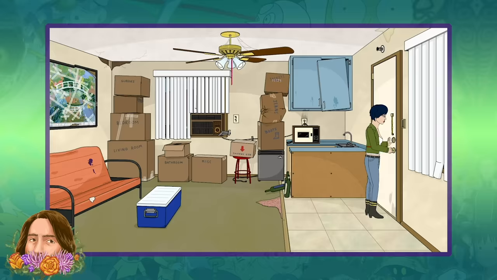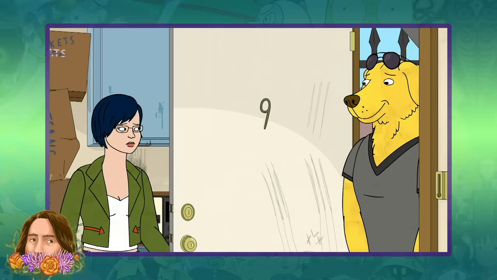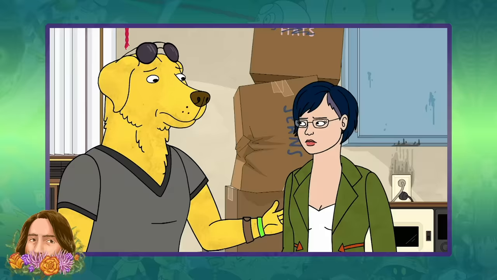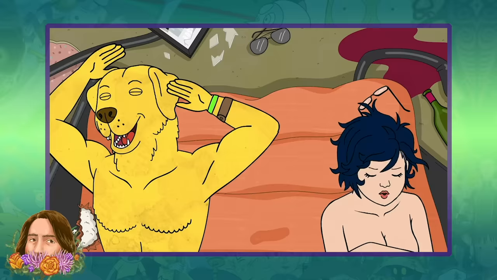Later in 2019, after this incident, Mr. Peanutbutter goes to talk to Diane about their affair. They discuss why he feels so bad about what happened, and Diane explains that he should feel guilt about it. They argue about it and then have sex again.